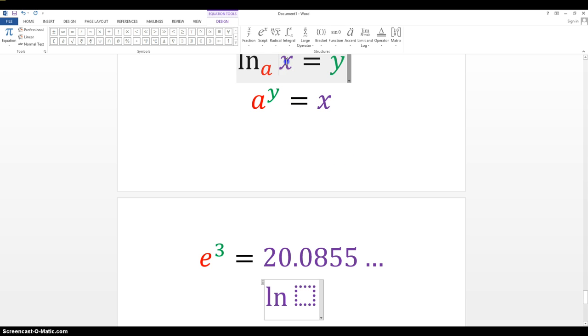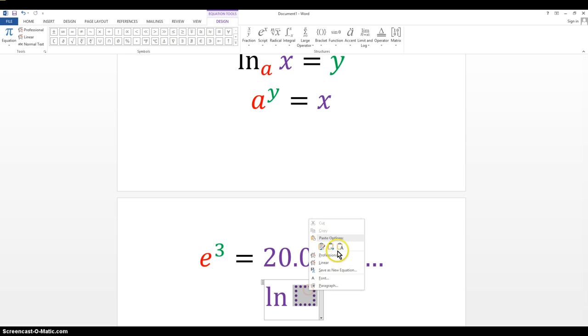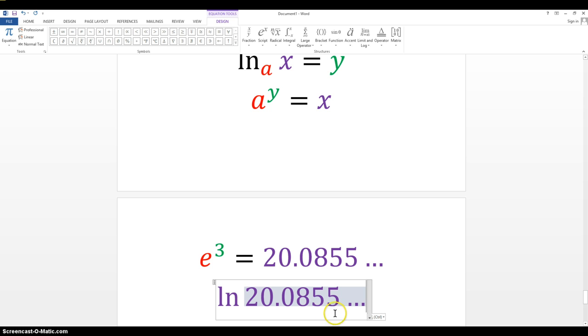of, okay, well, what is our x? Great, our x is 20.0855. Now, I don't mind if you keep those dots, but you don't have to have those dots. You won't ever see an equation or a natural log problem with those dots. So just go ahead and keep them away.